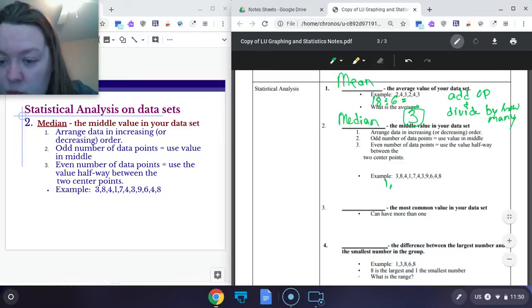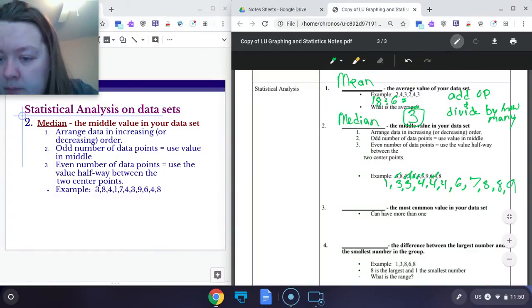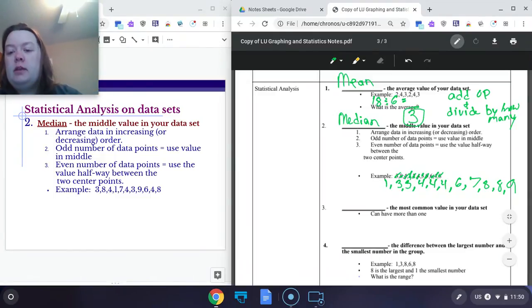My smallest number here is 1, followed by 3. I have 2 3s. I like to mark them out as I go because it makes me certain that I got all of them. I have 3 4s, and then a 6, 7, 2 8s, and a 9.